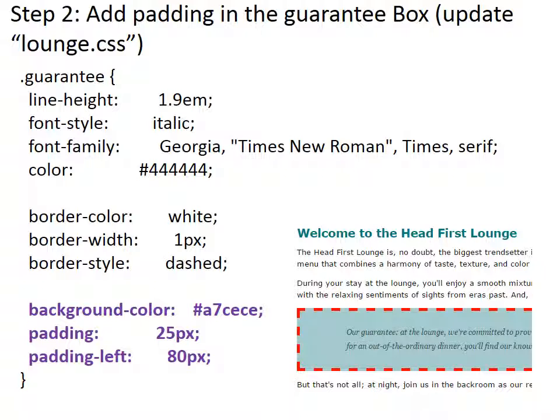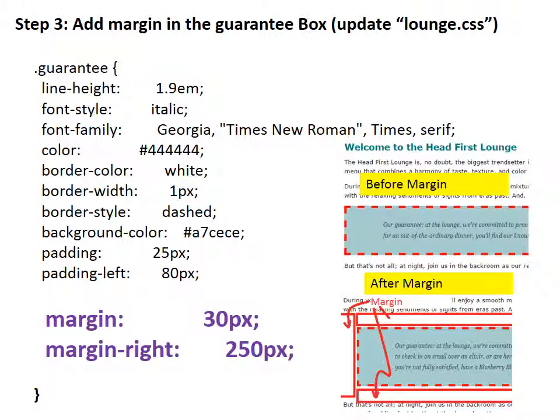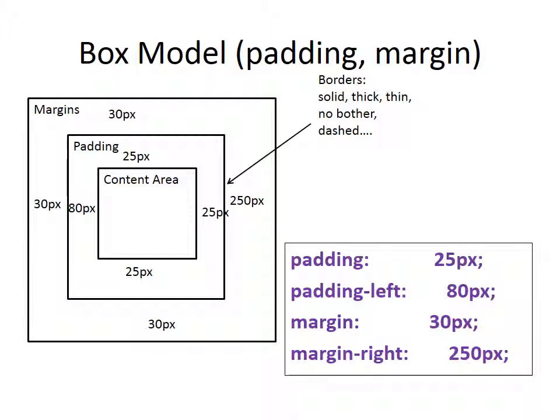Then set padding left as 80 pixels. All around margin is 30 pixels. Then only right side margin is 250 pixels. This image shows how padding and margin are applied.